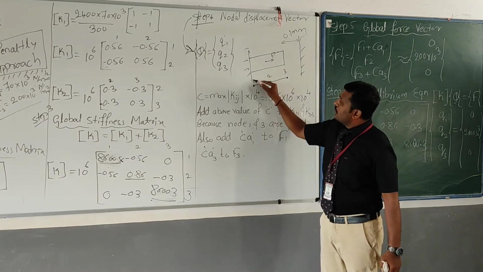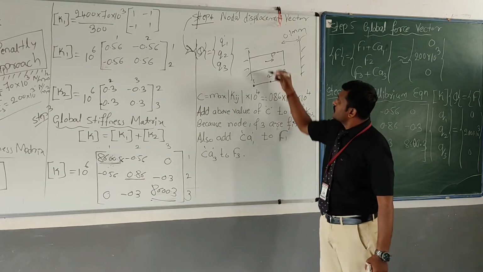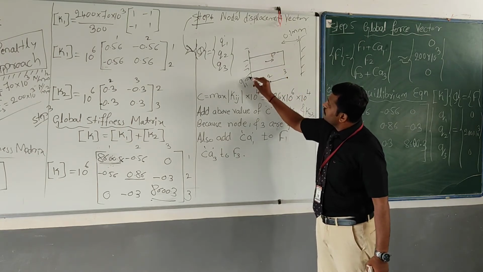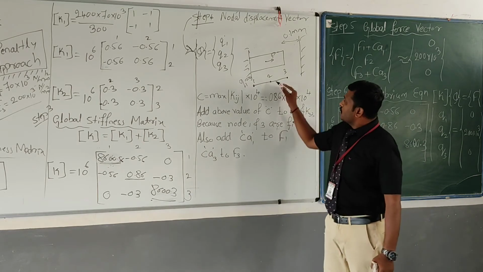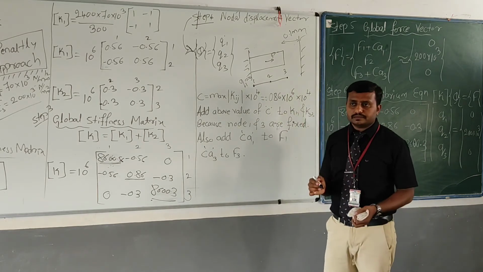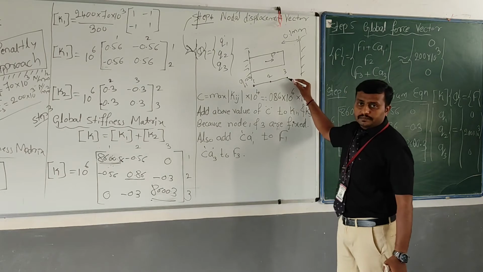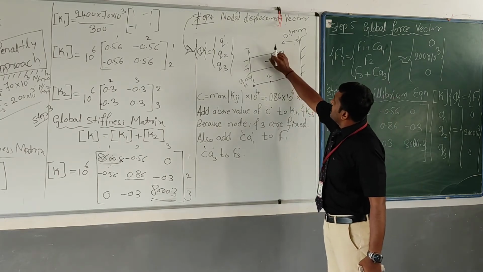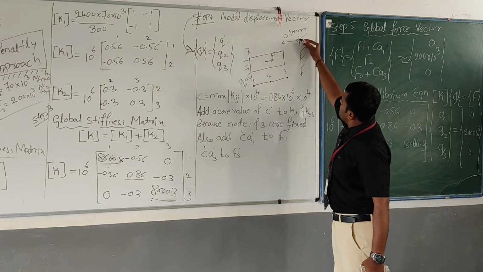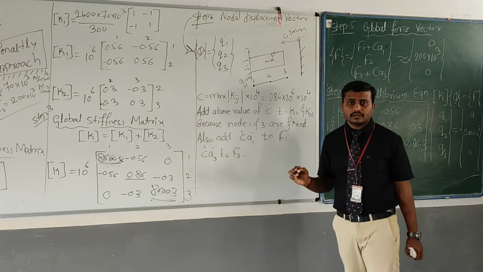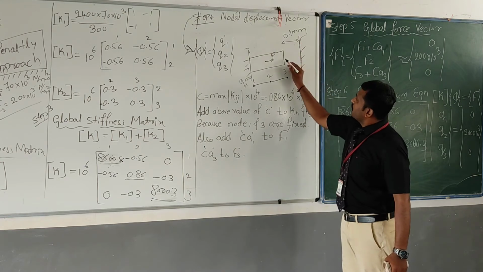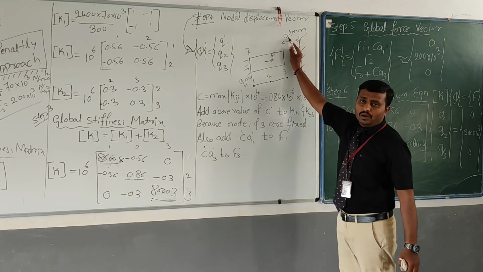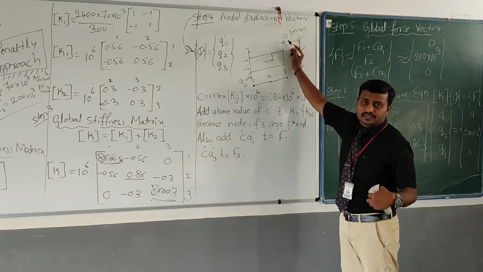At node 1, displacement 1 is 0. This is known for us because it is fixed here, q1 equals 0. At node 2, we need to find the displacement. What is the displacement at node 3? This is also known for us. See, if you apply the load, the bar is going to expand up to this support. After that, it is going to stop here. How much is node 3 going to displace? The maximum value is 0.1 millimeter. That is also known for us.